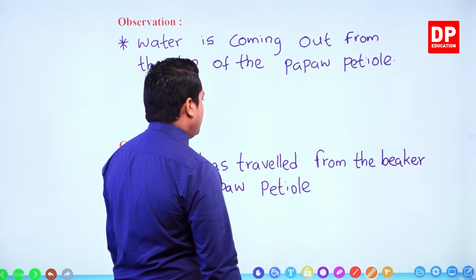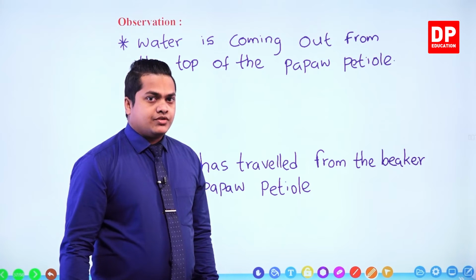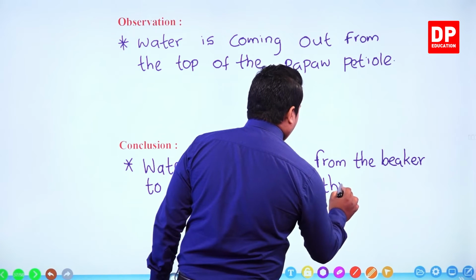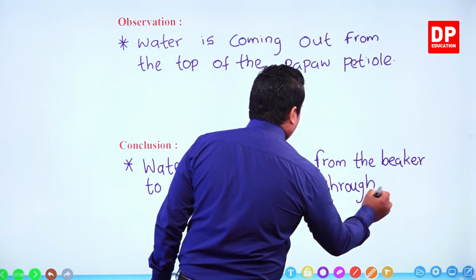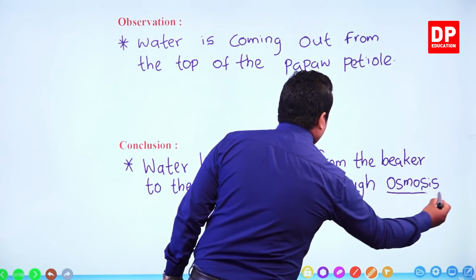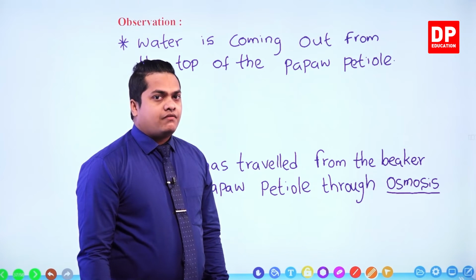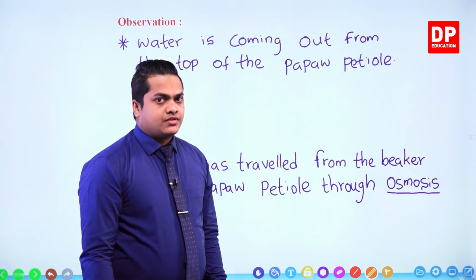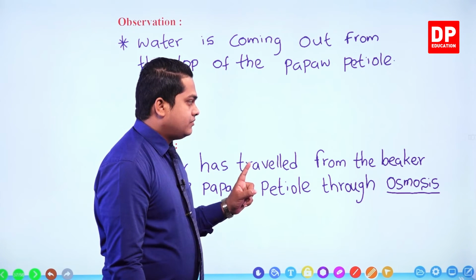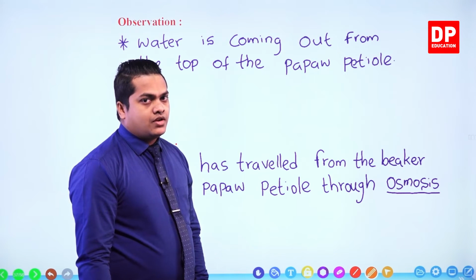Water has traveled from the beaker to the petiole. This is our conclusion, right? If you want, you can mention this as through osmosis. So this is our final conclusion, my dear children. By the osmotic process, water has traveled from the beaker towards the petiole. Right then.